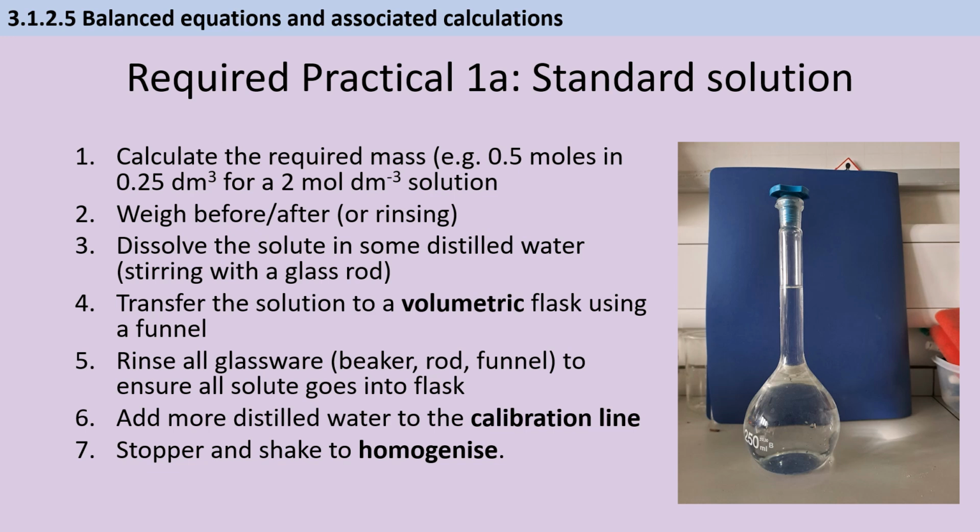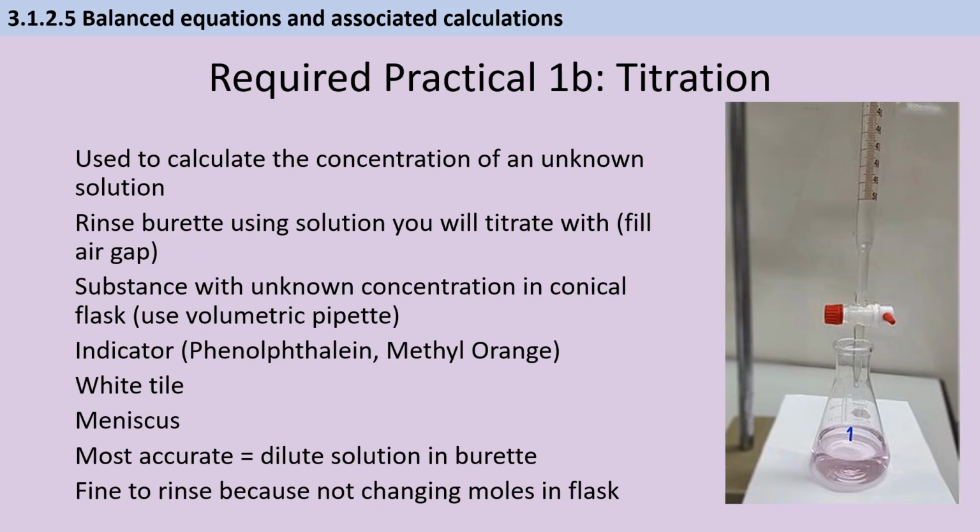You need to make sure you rinse down all of the glassware you're using with distilled water and that all of those rinsings go into the volumetric flask. You then add more distilled water until the meniscus rests on the calibration line, and you may need to use a dropping pipette in order to do that accurately. You then stopper your volumetric flask and invert it several times to homogenize the solution. This inversion has to happen right at the very end. It's not something that you're doing earlier to make things dissolve.